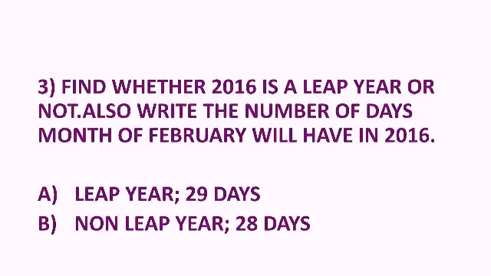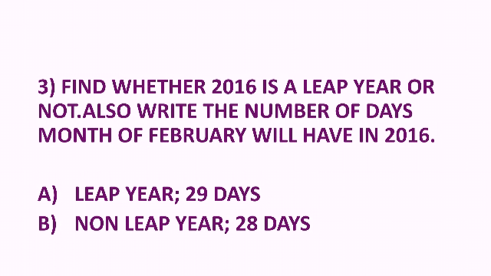Question number 3. Find whether 2016 is a leap year or not. When we learned the chapter Time Goes On, how did I tell you that we can find whether a given year is a leap year or not? First, you need to know what is a leap year. A leap year is a year in which there are 366 days and the month of February, which is the shortest month of the year, has 29 days. But in a non-leap year, February has 28 days and a non-leap year has 365 days.